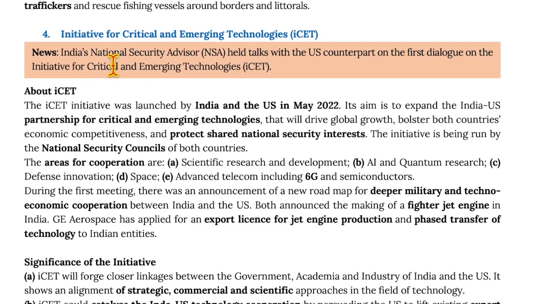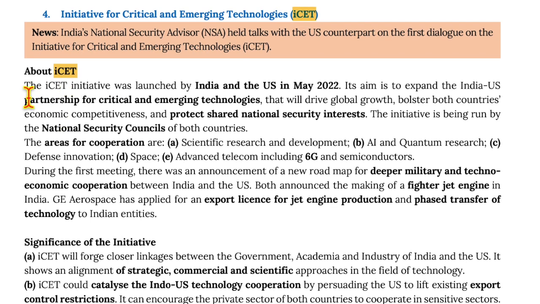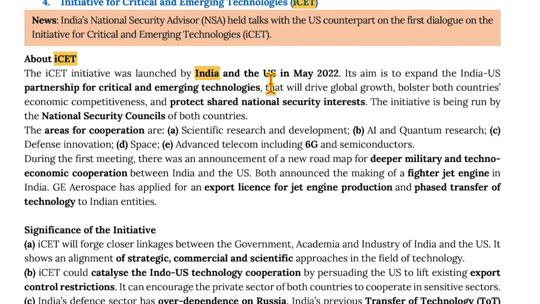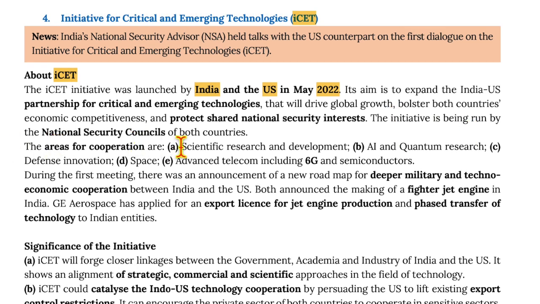Now, moving on to the Initiative for Critical and Emerging Technologies, that is iCET. India's National Security Advisor held talks with his US counterpart in the first dialogue on the Initiative for Critical and Emerging Technologies. Now, about iCET: the initiative was launched by India and the US in May 2022. It aims to expand the India-US partnership for critical and emerging technologies that will drive global growth, bolster both countries' economic competitiveness, and protect shared national security interests. The initiative is being run by the National Security Council of both countries.